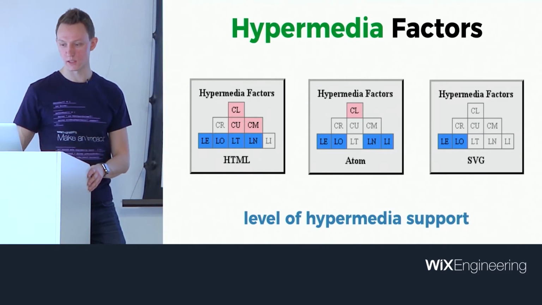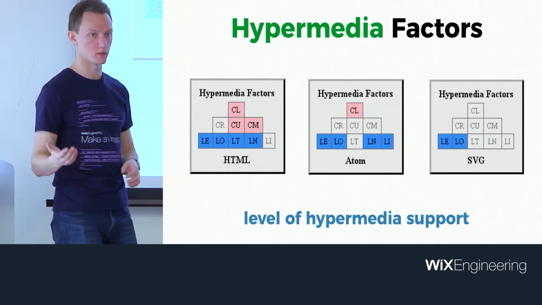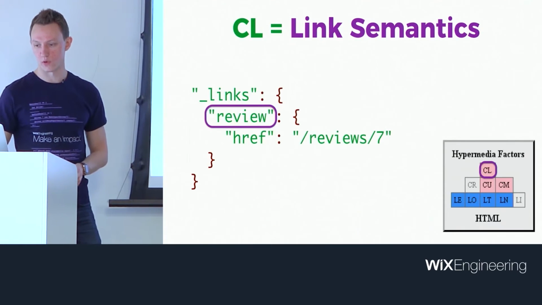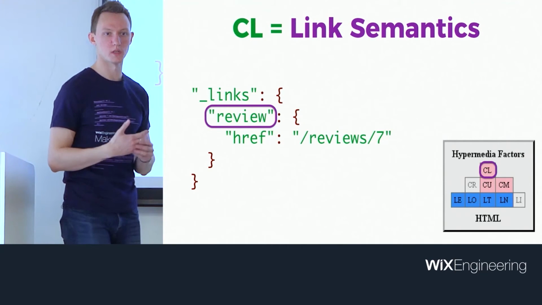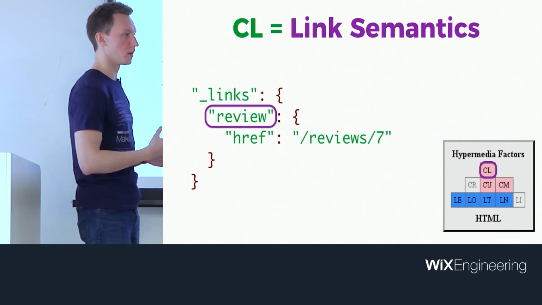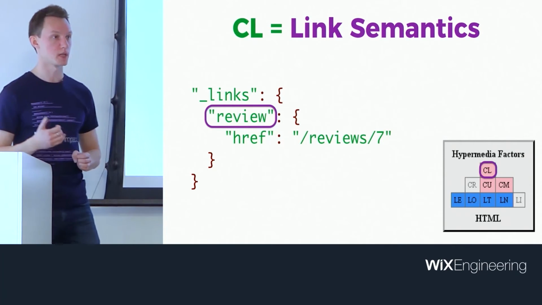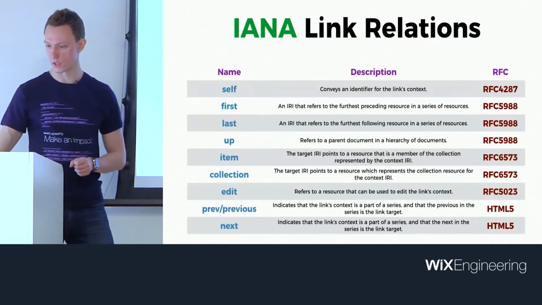So let's talk a little bit about hypermedia factors. These are the levels of hypermedia support that you can potentially get in a media type. First of all, there is link semantics. We have introduced the notion of a link. So what is a link? First of all, it has a name, and this name has to be unique. In this case, we say there is a review, and we provide an href to the review resource.